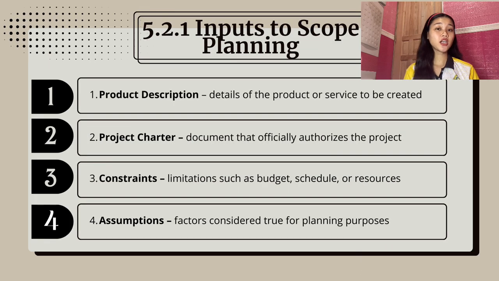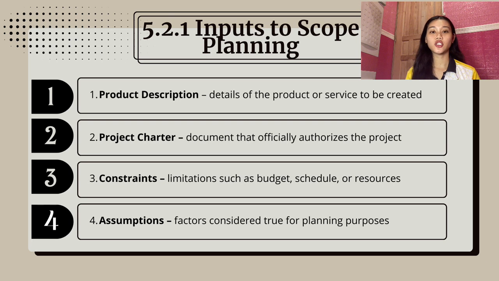And now, let's talk about the inputs to scope planning. These are the key documents and information we use to define what the project will deliver and how we will manage its scope. First is the product description. This provides details about the product or service the project will create, including its features and functions. Next is the project charter. This formally authorizes the project and gives the project manager the authority to apply resources. It also outlines objectives and high-level requirements.